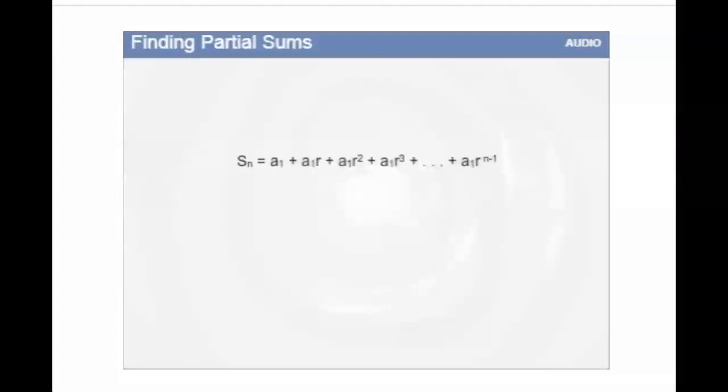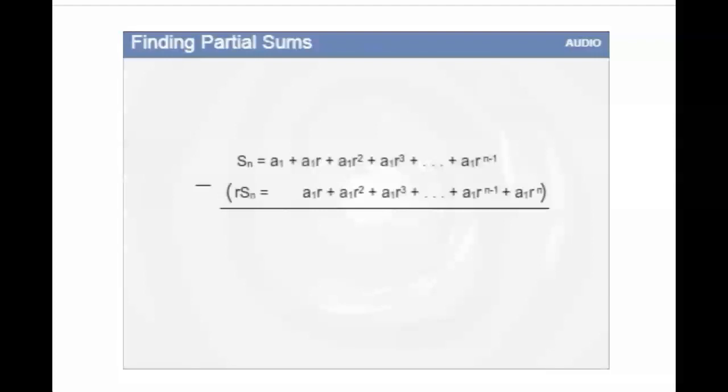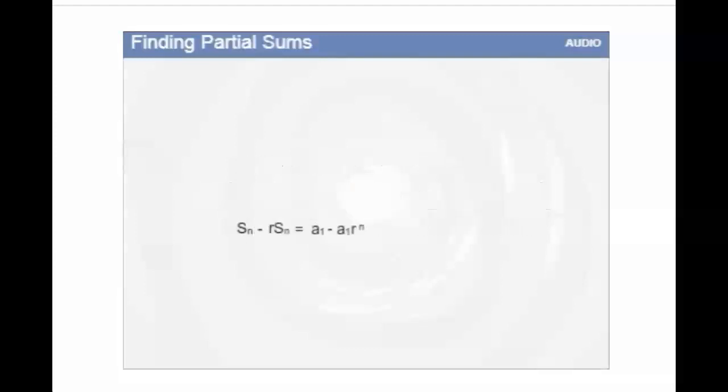Start with a general finite geometric series. Now, multiply the entire equation by r. Subtract the second equation from the first, and watch what happens. Now, factor out S sub n and solve. This is the formula for a partial sum of a geometric series.